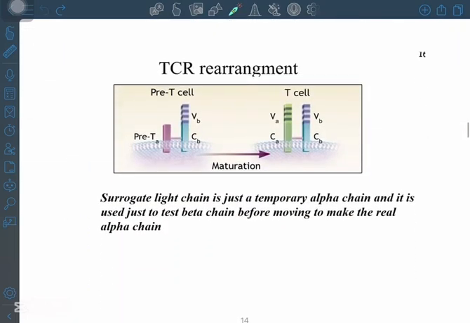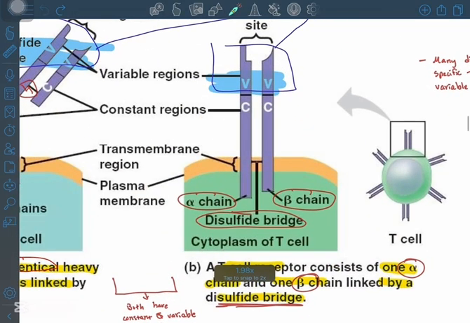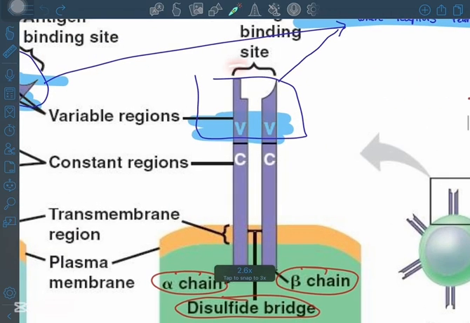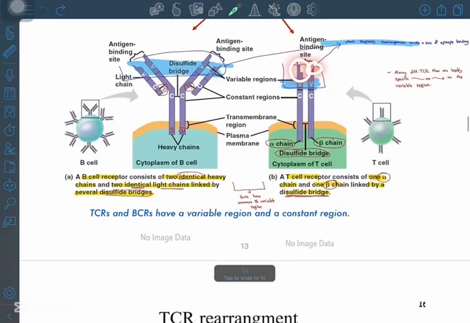Now, TCR rearrangement. So surrogate light chain is just a temporary alpha chain, and it is used to test the beta chain before moving on to make the real alpha. So how can I understand this? Basically, I did explain here that I have one alpha and one beta, right? And you can see beta is a bit shorter, and even the site itself is quite different.